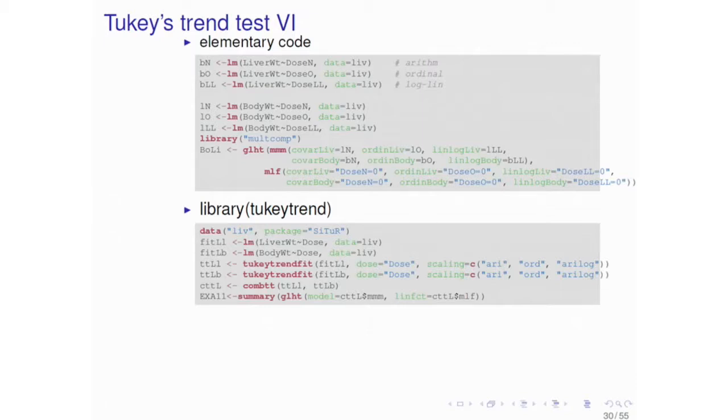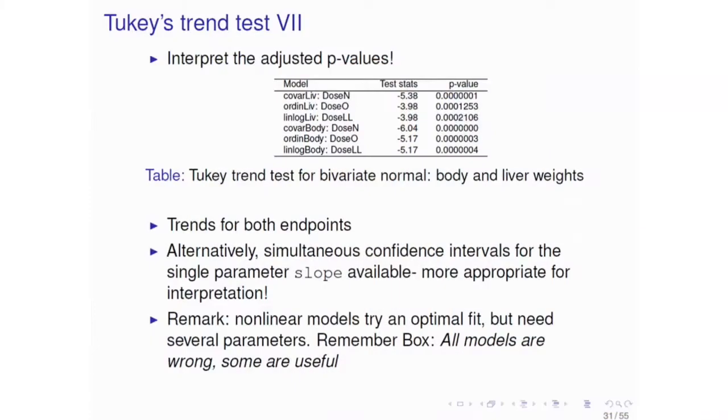Arithmetic ordinal, arithmetic log. You can choose several ones, not restricted to this. And then you have the two ones, and then you combine by this function compt, and then again within the generalized linear hypothesis here in this object you will find the adjusted p-value. You see it's numerical, very simple. Let us interpret. That's a little bit nasty, simply copy and paste it.